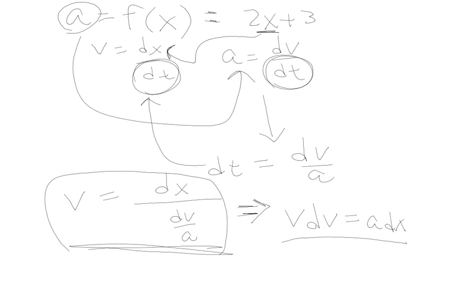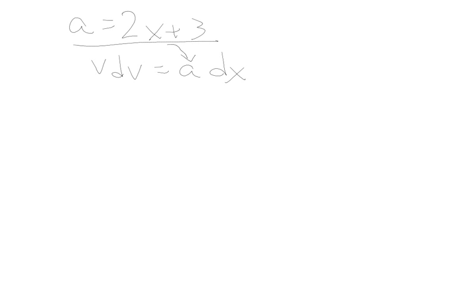So what can I do with this? Well, let's go to a new page here. Okay, so we've got a is equal to 2x plus 3, and now we have v dv is equal to a dx. So here's what I do. We have a as this function that I'm going to plug in there. Look what that gives you. v dv is equal to (2x plus 3) times dx. Are both sides integrable? Yes, they are. Okay, so now I can integrate.